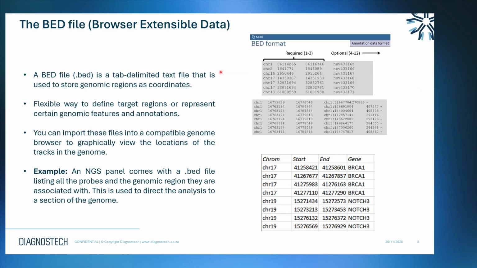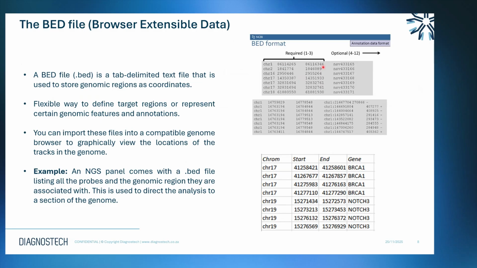Another file type that you'll deal with in NGS is called a bed file, which is a browser extendable file. It's tab delimited, and essentially it's quite a basic file. At its most basic, it only needs 3 fields. That would be the chromosome, a start and a stop position. And what it really is, is just a way to define targets, either within an NGS panel or within an analysis workflow.